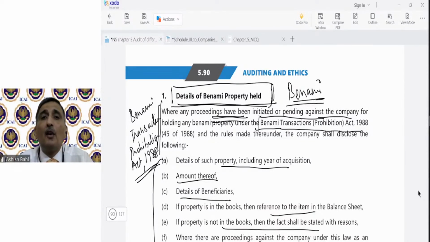And you would read further in your chapter on audit report next month, when you would be doing your chapter on audit report, you would see the auditor's reporting requirement also in respect of this. Okay.